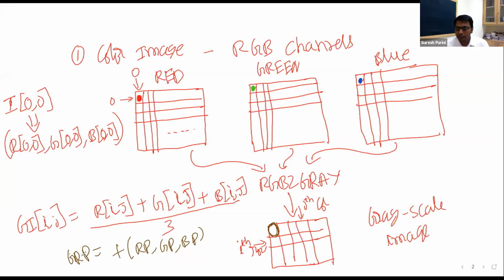GRP, gray pixel. Gray pixel is, if you know gray photo, you take your mobile phone, take a picture of any picture, and then you can apply a transformation on it, and you get a gray picture.